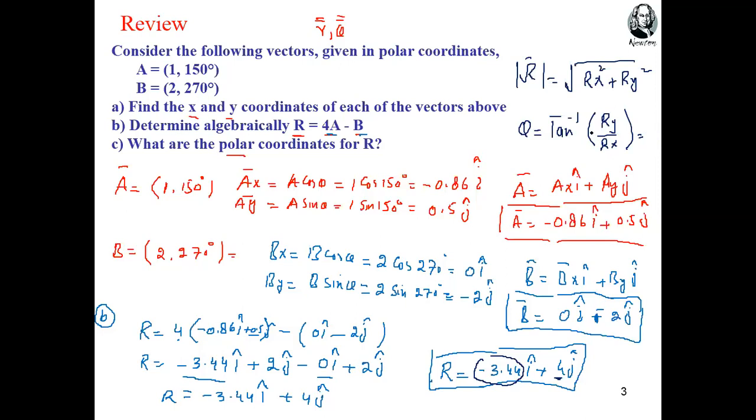Any question in this? Yes. Excellent, Basir. Magnitude of R is 5.2 something, and also you can find angle. No question? Okay, great. Excellent.